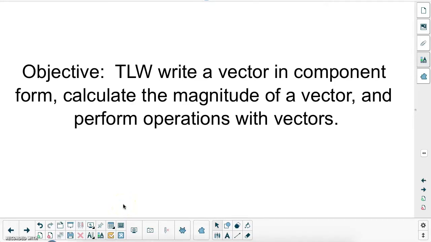In this video, the learner will write a vector in component form, calculate the magnitude of a vector, and perform operations with vectors.